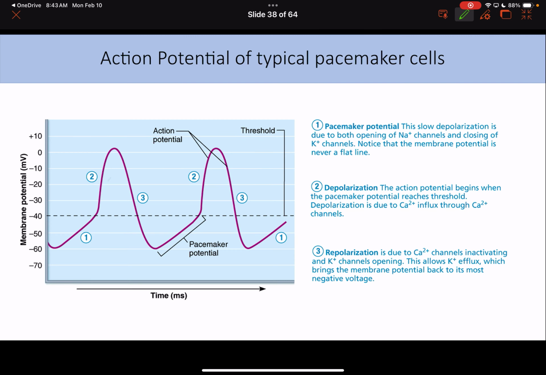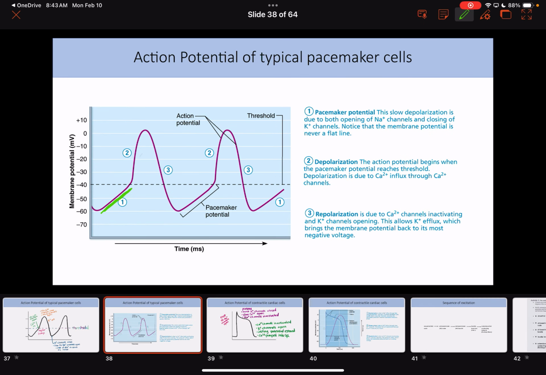Okay, so this is just the image from your textbook. This first stage right here is called the pacemaker potential. I'm not going to make you name it specifically that, but this is the slow depolarization due to both the opening of sodium channels and the closing of potassium channels. And notice that the membrane potential is never a flat line.